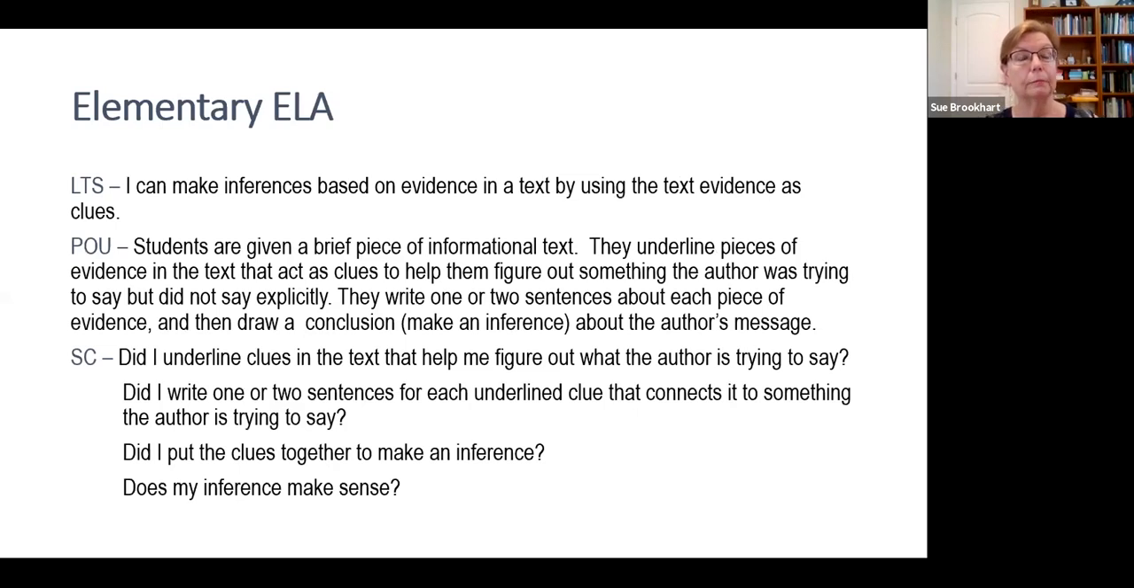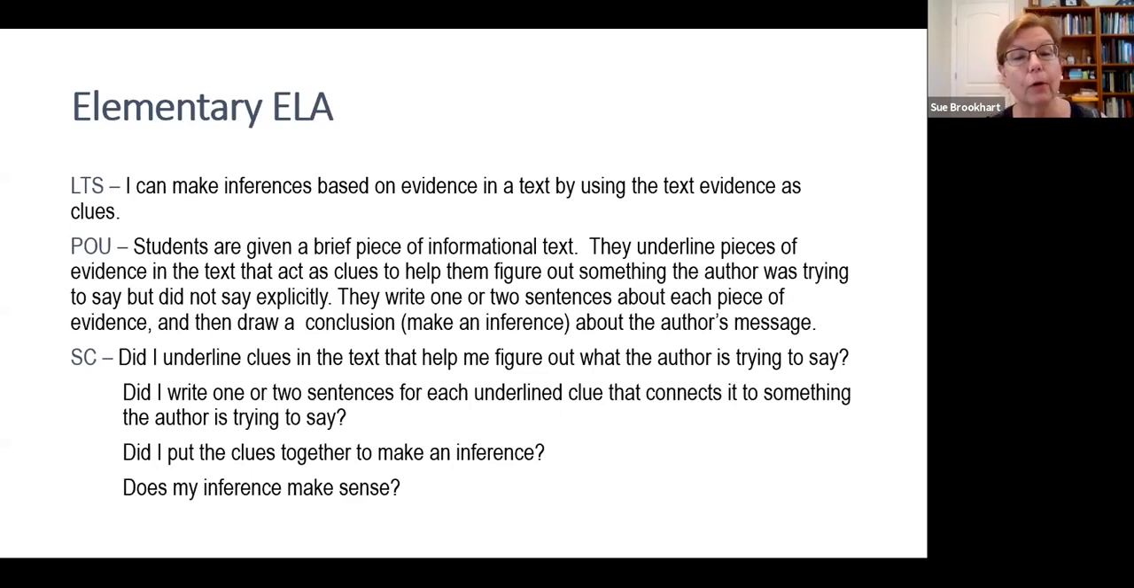Here is one that's conceptual, and it's done by guided questions about using text evidence as clues for reading informational text. So they're given a little process. They have to underline the clues. Then they have to write 1 or 2 sentences in the margin about each piece of evidence, and then draw a conclusion or make an inference that draws that all together. That's what they're going to do. That's not what they're going to learn. It's what they're going to do. So that's the performance of understanding. What they're going to learn is how to make inferences.